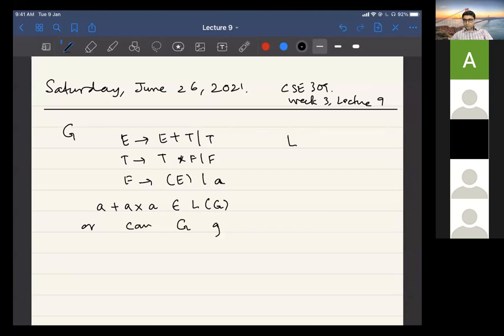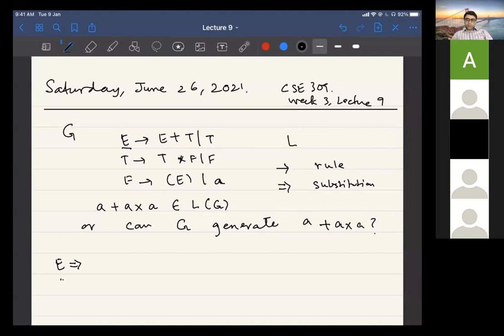Can the grammar generate a plus a times a? So this is the question, and the answer is yes, it can do that. In order to do that, we know that the start variable is E, so we start with E and substitute this E. When I write a single arrow, it means the rule, and when we use a double arrow, it means substitution. So we start with the start variable, which is E.